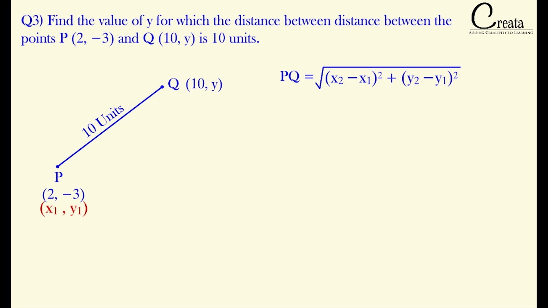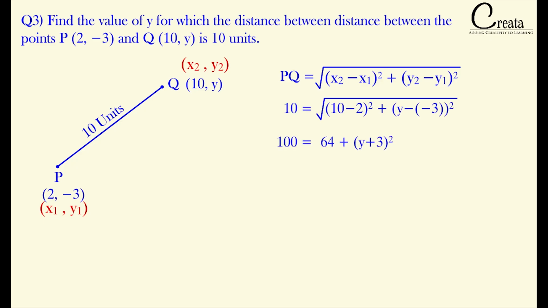And also assume the point Q as x2, y2. Here x2 is 10 and y2 is y. So let's use the distance formula. Let's put the value. On putting the value and solving, we got the value of y as 3. So we got the coordinate Q as (10, 3). Here the y coordinate of point Q is 3 units. So that is the answer of this question.